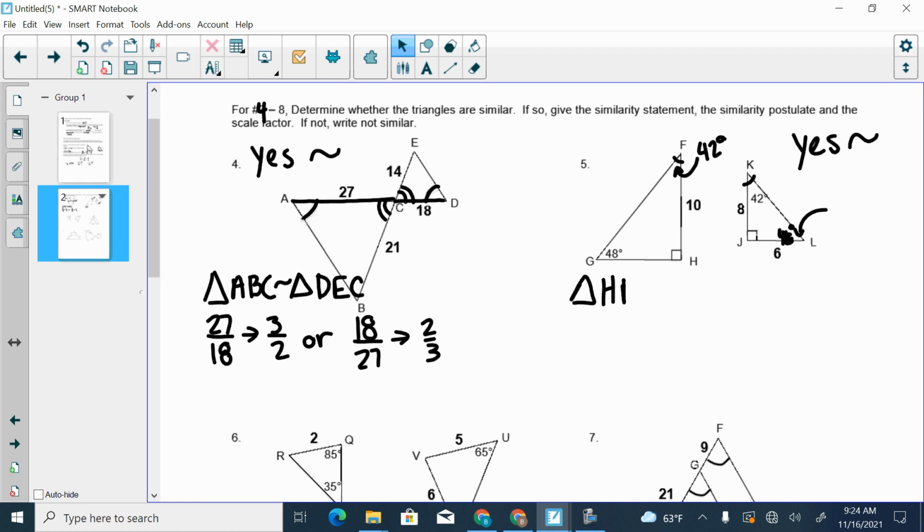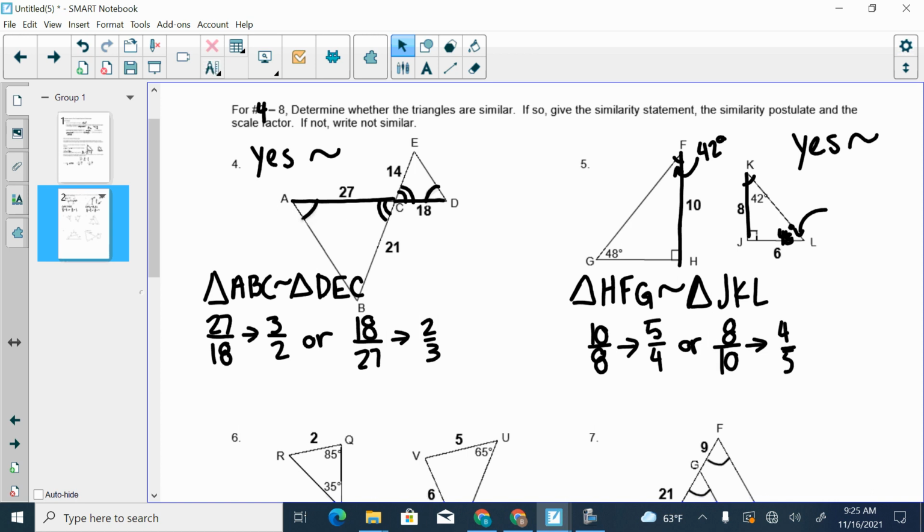So triangle HFG is similar. So if we went HF, here we would go JK on the end. Alright, and now we just set up a ratio, picking some corresponding sides. So these two sides are obviously corresponding. I could set up 10 over 8, which would simplify to 5 over 4. Or you could also have that flipped over, 8 over 10, which would simplify to 4 over 5, since they did not specify which one we were going to and from.